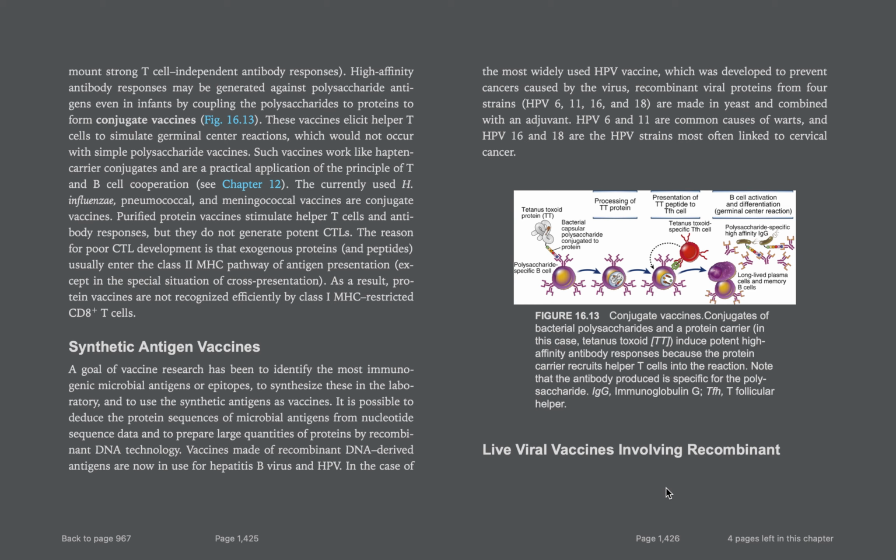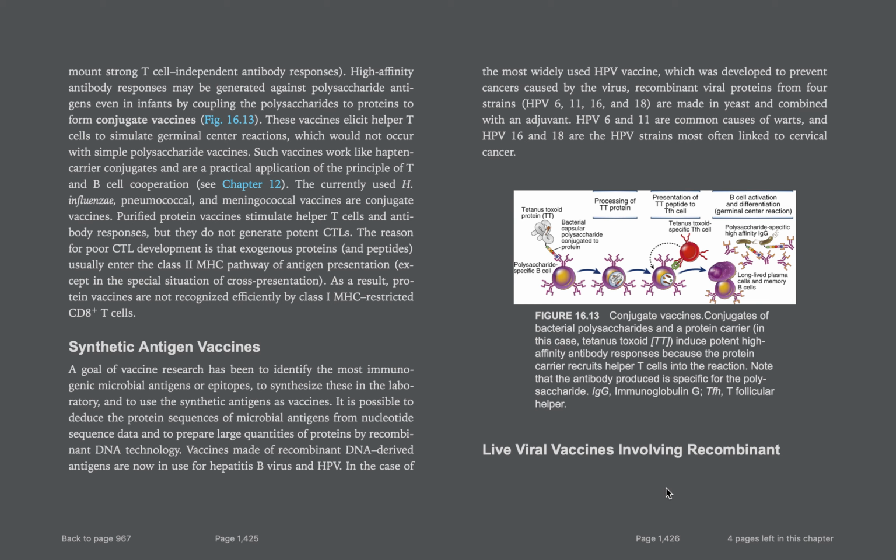High-affinity antibody responses may be generated against polysaccharide antigens even in infants by coupling the polysaccharide to a protein to form a conjugate vaccine. This vaccine helps recruit T cells to stimulate a germinal-center reaction, which would not occur with a simple polysaccharide vaccine. Such a vaccine acts like a hapten-carrier conjugate and is a practical application of the principle of T and B cell cooperation. The currently used H. influenzae, pneumococcal, and meningococcal vaccines are conjugate vaccines.